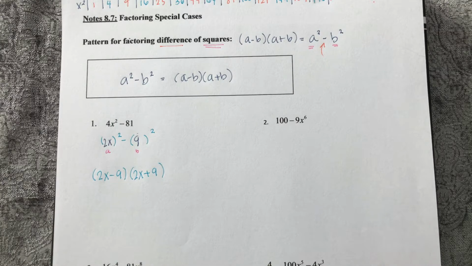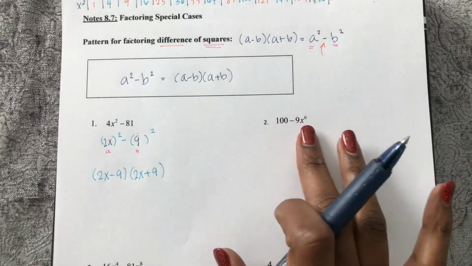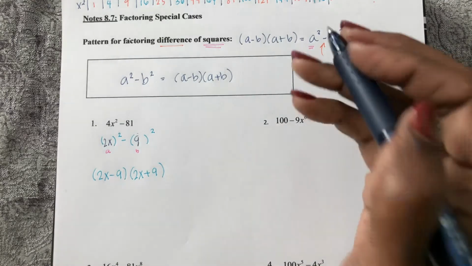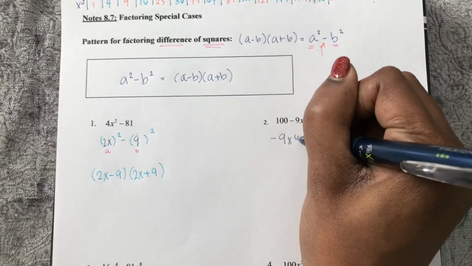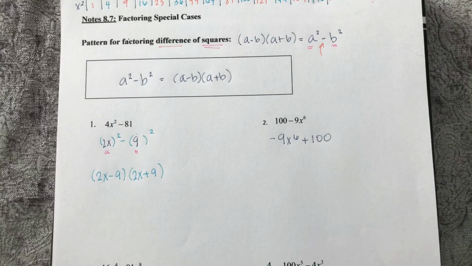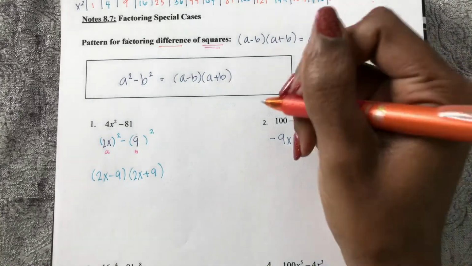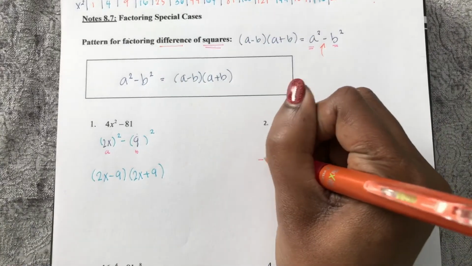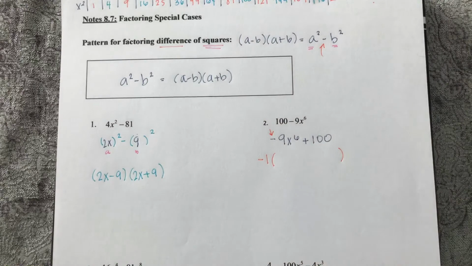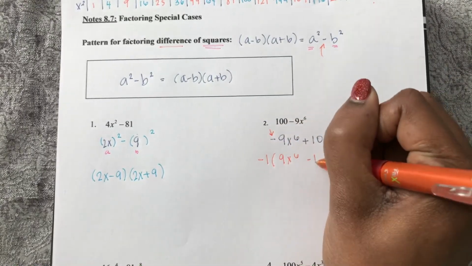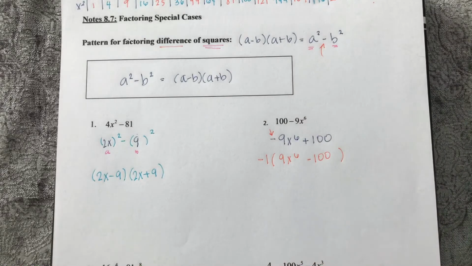Now, looking at number 2, the first issue I see is that it's not in standard form. Let's put it in standard form first: negative 9x to the 6th plus 100. Now that it's in standard form, I need to factor out a GCF if it has one. Since my leading coefficient is negative, I'm going to factor out a -1 greatest common factor. And that's going to leave 9x to the 6th minus 100 now.